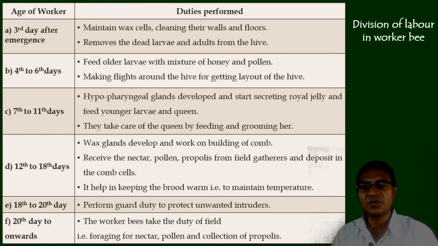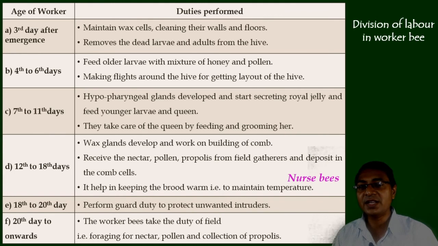What type of structure is observed? They roam in that colony and check the layout of the hive. In the next week, the 7th to 11th days, the feeding also continues in the form of royal jelly. The hypopharyngeal gland is well developed in those worker bees, and they start secreting royal jelly and feed it to the younger larvae as well as the queen bee.